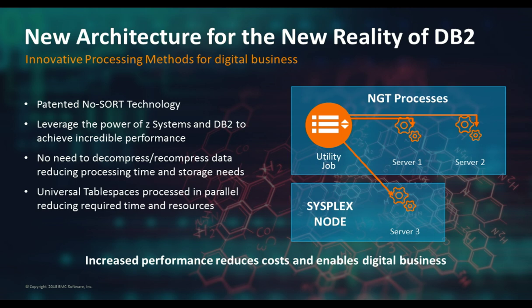So now, if you're dealing with 4,000 partitions, you're dealing with multiple non-partitioning indexes, they can all be done in parallel from a single job. When you don't have to decompress or recompress, you don't need all that extra storage. You can eliminate a lot of your DASD.